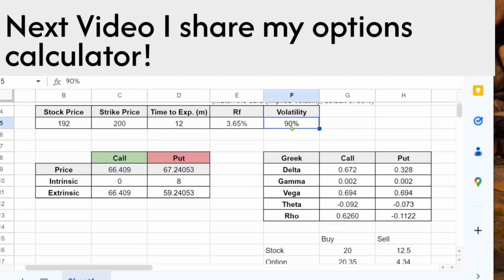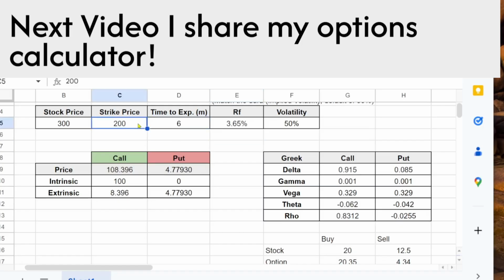The next video, I share my options calculator. This is a calculator that I made, and it's really fun to use, and it teaches you a lot about the options and how they change prices. I also use it for myself in predicting future changes in the option price. So definitely make sure you watch that video.